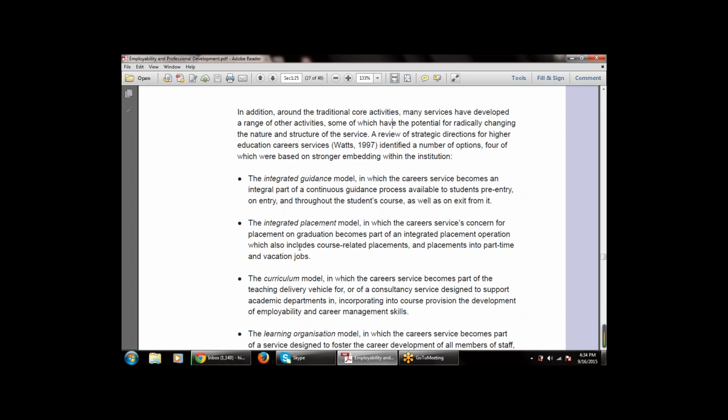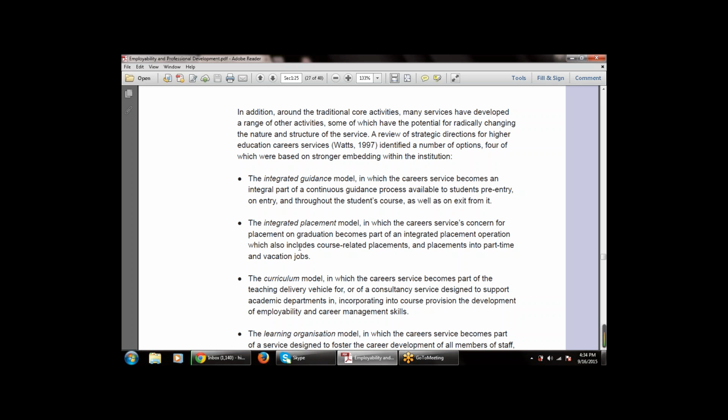One is the integrated guidance model, one is the integrated placement model, one is the curriculum model, and one is the learning organization model. First is the integrated guidance model, in which the career services become an integral part of career development available to the student, either pre-entry, before taking admission, at entry level, throughout the course, or at the exit stage. So this model may be available at any stage.